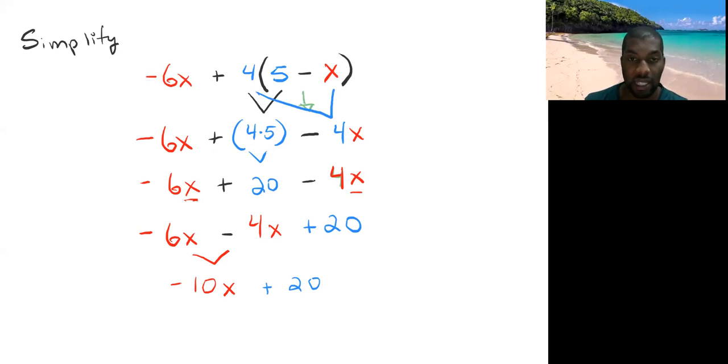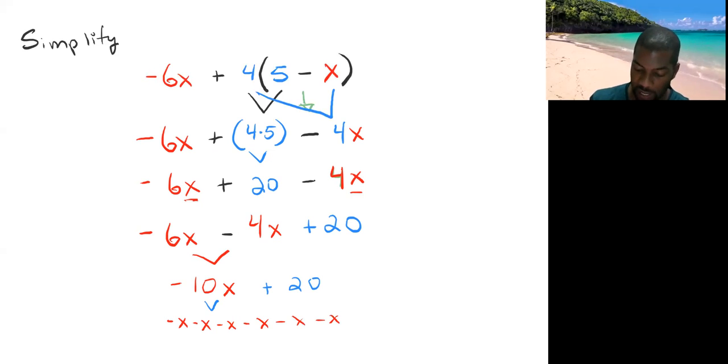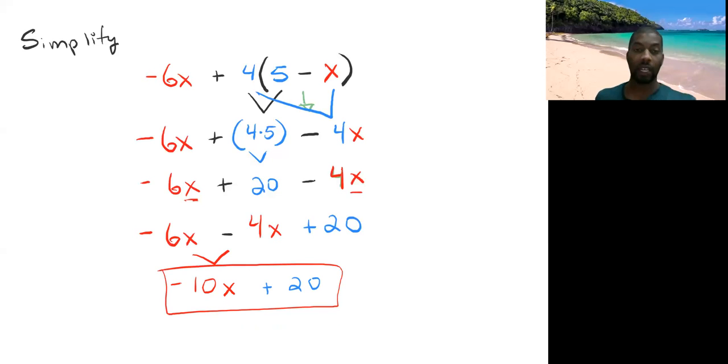I cannot combine the 10 and the 20 because it's not really a 10. This is just telling you how many x's there are. And how many x's are there? There are 10 negative x's. I'm not going to write them all out, but you get the idea. And how many ones are there? There are 21. So it just ends right there. There's nothing more we can do. It has been simplified as far as we can go.